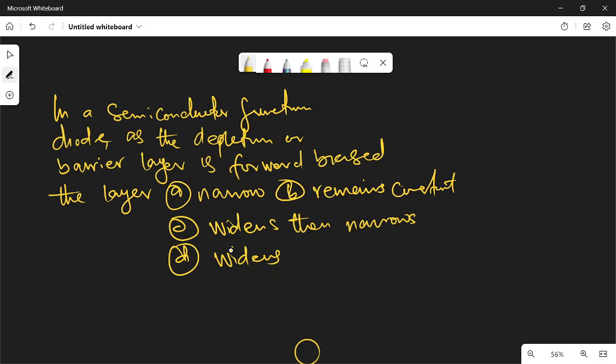The correct answer is going to be A. It narrows because the current will flow and resistance will reduce. Once resistance reduces, it means the depletion layer, which we call the resistance layer, is shrinking. Are you getting it now? So the correct answer is A.